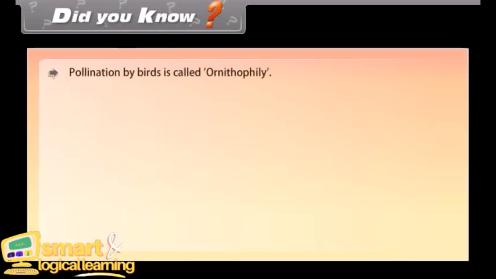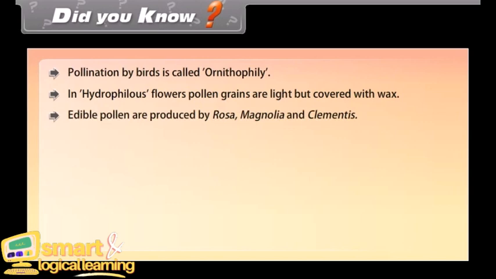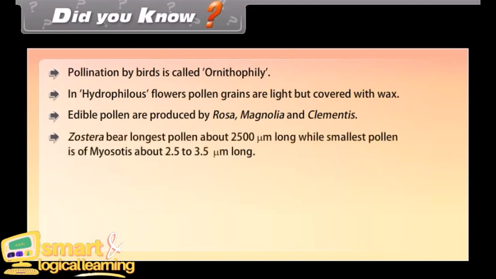Did you know, pollination by birds is called ornithophily? In hydrophilous flowers, pollen grains are light but covered with wax. Edible pollen are produced by Rosa, Magnolia and Clematis. Zostera bears the longest pollen, about 2500 μm long, while the smallest pollen is of Myosotis, about 2.5 to 3.5 μm long. Erythrina is pollinated by crows and squirrels.